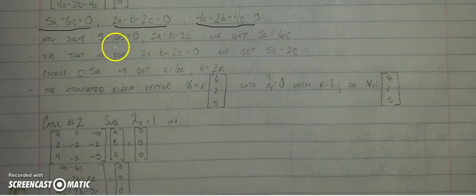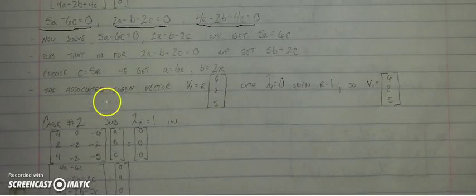Alright, so now we have to solve for A, B, and C. Now, the way I did it is I solved these two equations and got 5A equals 6C. You're going to sub that in to the 2A minus B minus 2C equals 0. Then we're going to get 5B equals 2C. And then we're going to choose C equals 5R. Then we get A equals 6R and B equals 2R.